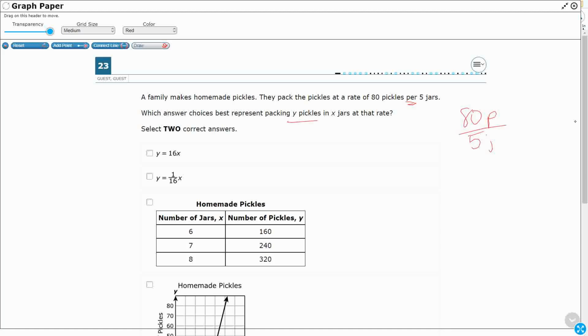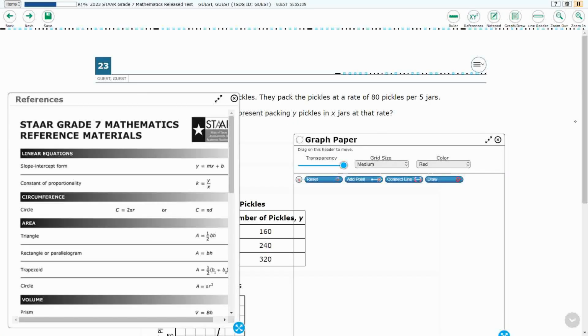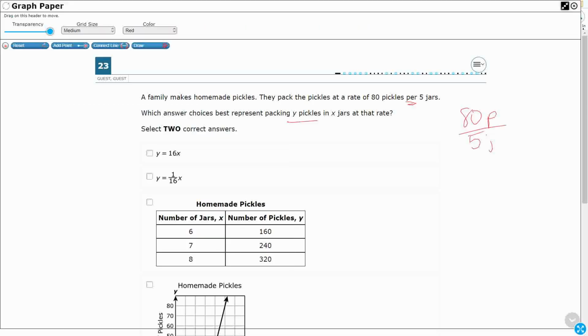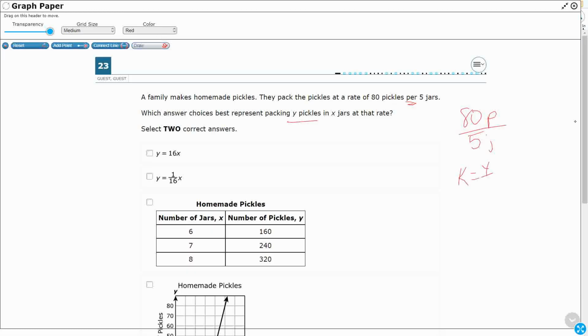Y pickles. Okay, so remember our constant of proportionality is going to be that second row there, that y over x, that's what equals k. All right, so let's see. So k equals y over x, and they say my pickles are my y, right? That is my dependent variable. That's 80. My jars, that is going to be my independent variable. That is my x. So there's my 5. Okay. And then so, I mean, if I really want to figure that out, that's going to be 16. But let's see if we can figure out what we have here.